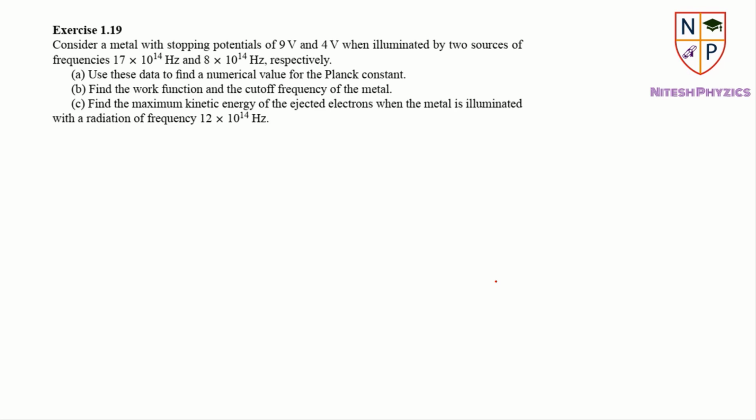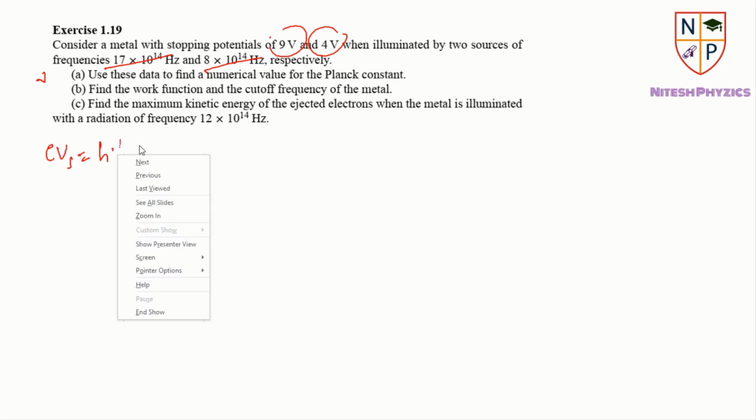Okay, so the given frequency nu is equal to 17 into 10 power 14 hertz, and nu dash is 8 into 10 power 14 hertz, and the given stopping potentials are 9 volt and 4 volt. Now the stopping potential V_S is the electrical potential necessary to stop electrons that are ejected from a metal by light of frequency nu having work function phi. So we can write eV_S is equal to h nu minus phi, right? So this implies that phi will be h nu minus eV_S.